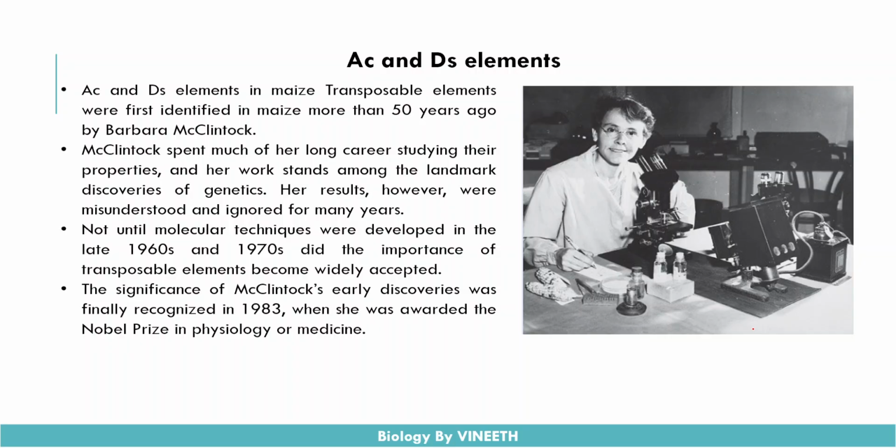Then we have the Ac and Ds elements, which were discovered by Barbara McClintock. At first, she called them controlling elements or jumping genes, because the Ds elements are molecules which jump frequently from one location to another on the chromosome. There was a scientist who first observed these color patterns, or mutation patterns, in the nuclear genome of corn kernels.